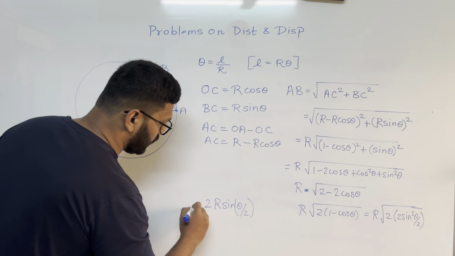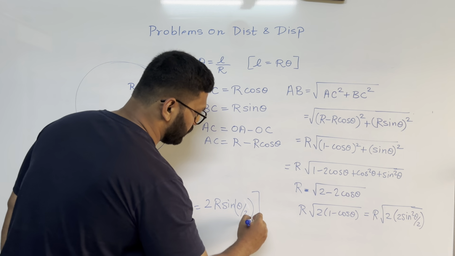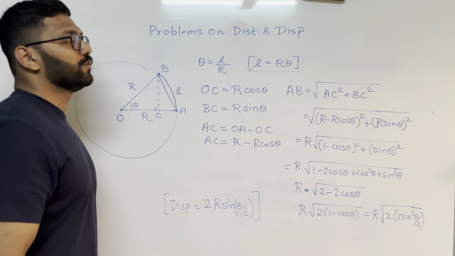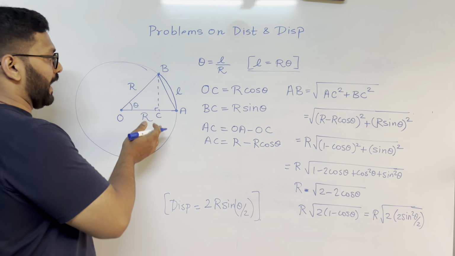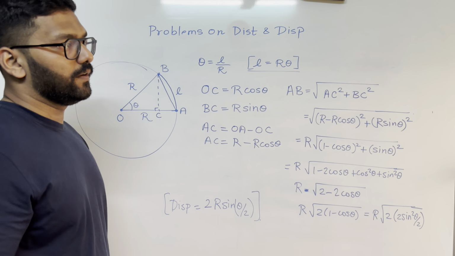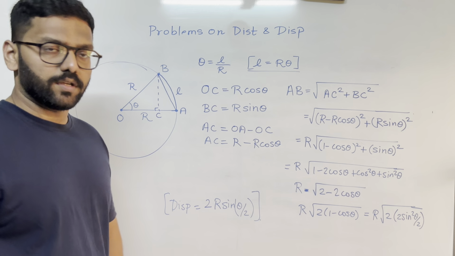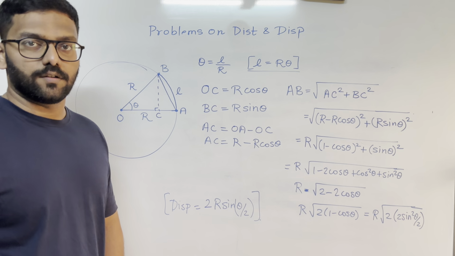This is going to be your displacement, and the distance is this. So if somebody asks you what is the displacement if the angle traced is some theta, then just put that value of theta in here. Right? So let's check if this formula is correct or not.